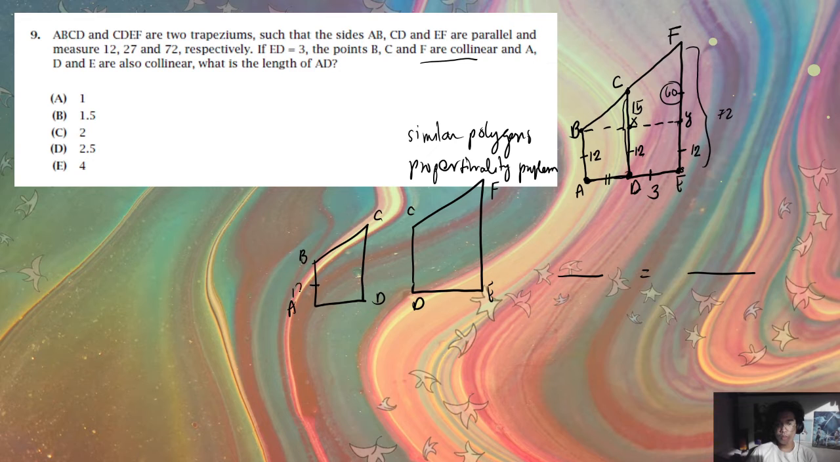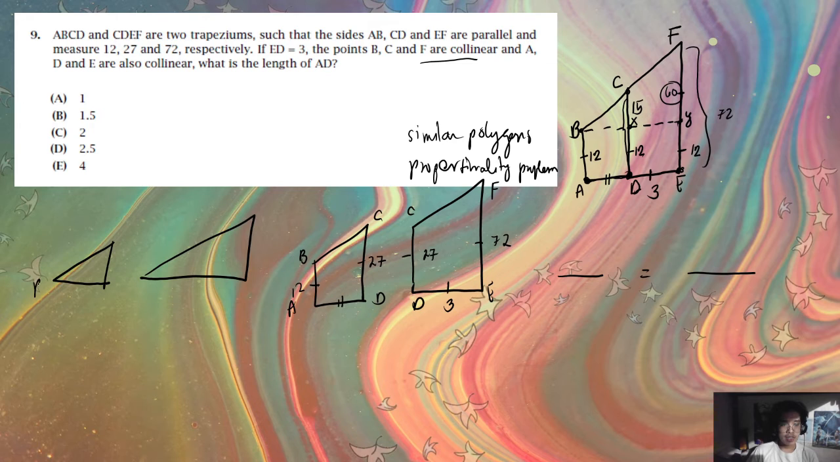So this is 12, this is 27, and this is 27 again, and this is 72, and this is 3. We've drawn two similar trapezoids, so we can use these trapezoids later. We could also draw two similar triangles for this problem. We have one small triangle that's similar to a larger triangle. Now, what are those two triangles?